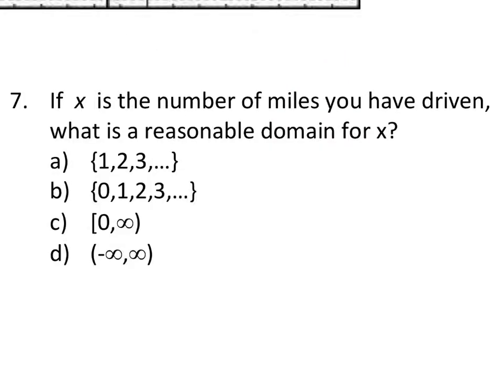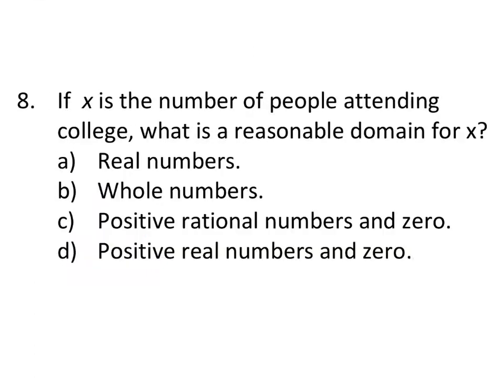Moving on to 7, x is the number of miles you've driven. What's the reasonable domain for x? So domain is what numbers you put in for it. You can get any number of miles, any decimal number of miles even, as long as they're positive. It's really difficult to drive a negative number of miles, but you can do 0.7, 0.32 miles, whatever.